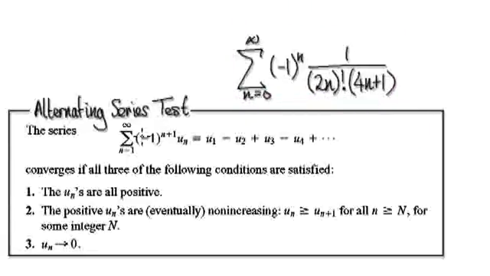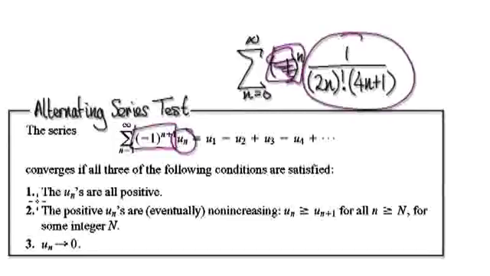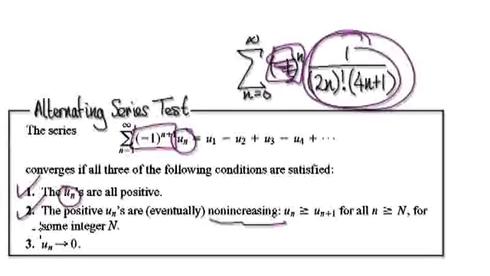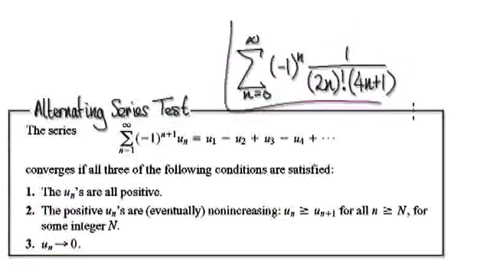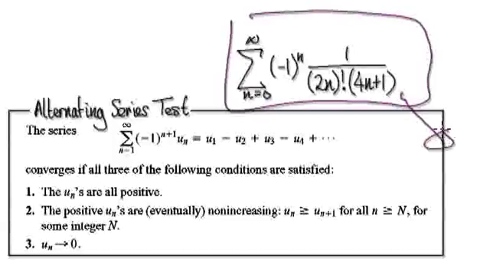So the routine is always the same. Discard the alternating components. Concentrate on the UN. Show that all the UNs are positive. In this case, it's positive. Show that it's non-increasing. I'm whizzing through this, so I'm assuming you can do all three here. Well, the limit actually heads towards 0. So I'm assuming you can do these 3 steps. So now we've got an alternating series that converges.